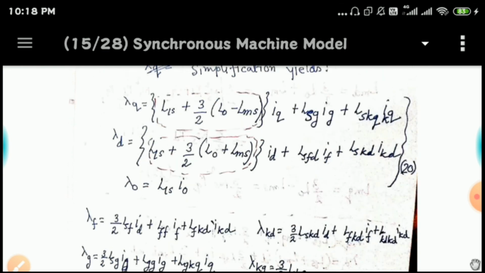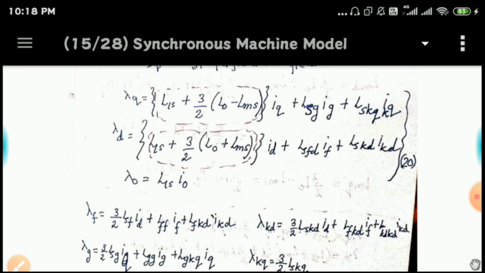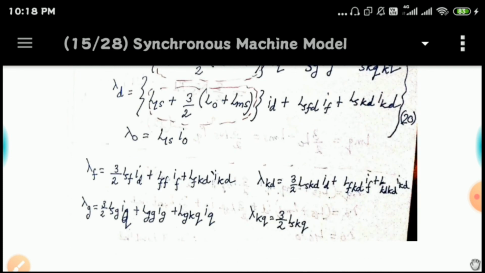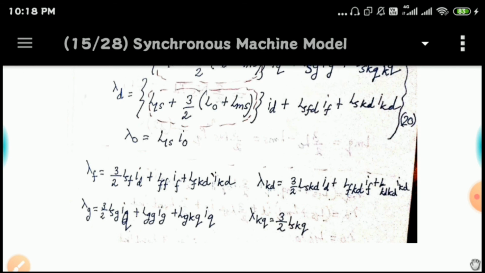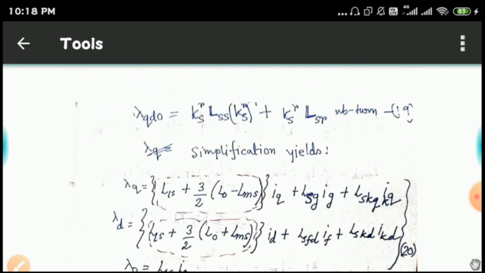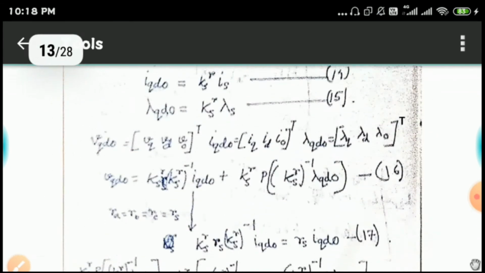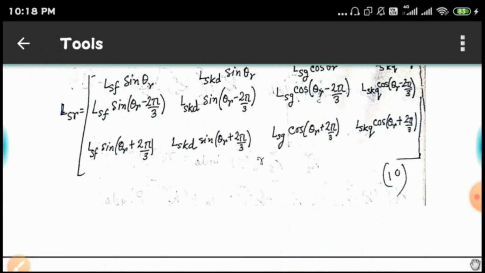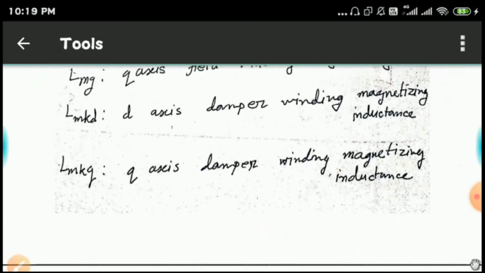Now this lambda q, lambda d, and lambda naught are independent of rotor mechanical position, and that is our first achievement. Now, see here lambda f, lambda g, lambda kd, and lambda kq. From our expression we can find the expression of these. We leave this lambda matrix intact; we do not alter the entries of the lambda matrix.